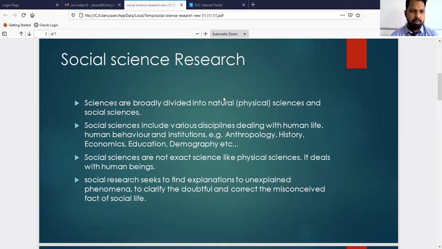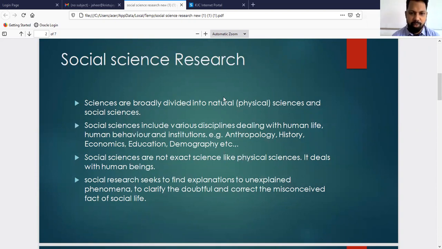So basically, science is divided into two, that is physical science and the social science. You know that physical science gives a universal result. It is applicable to everybody. Whatever the research carried out under physical science or natural science, it has got universal applicability. So unlike the physical science or natural science, social science is not having that universal applicability because social science deals with the human life.